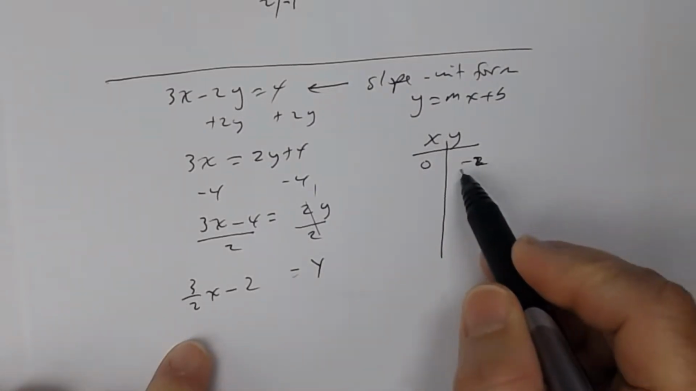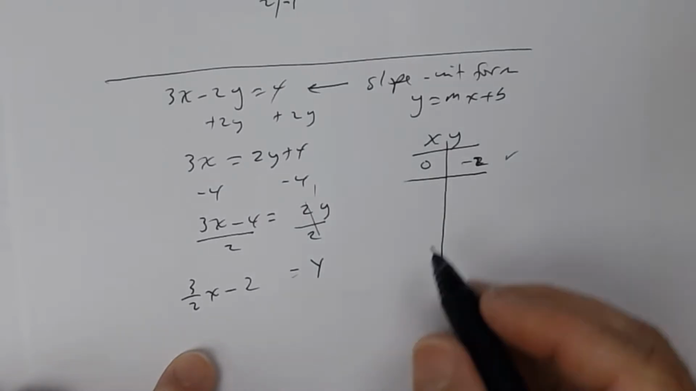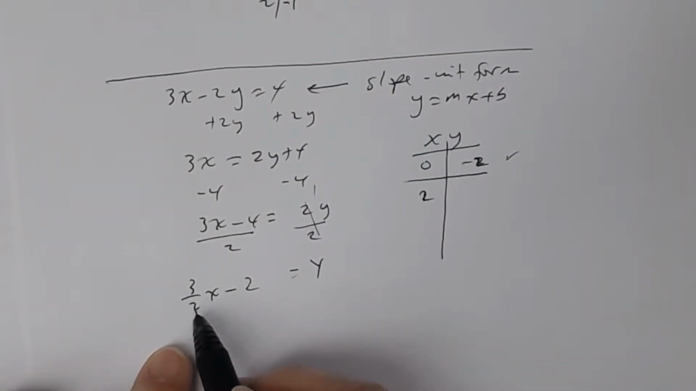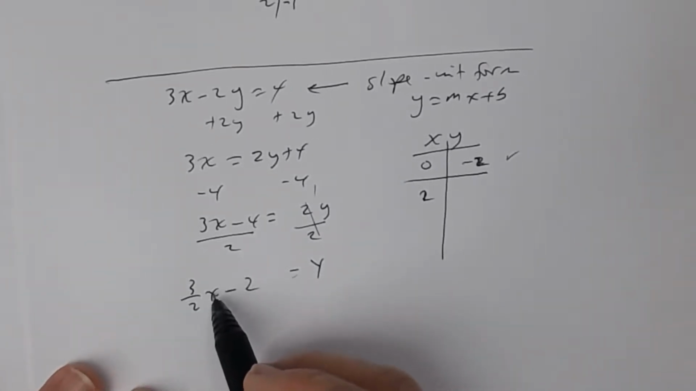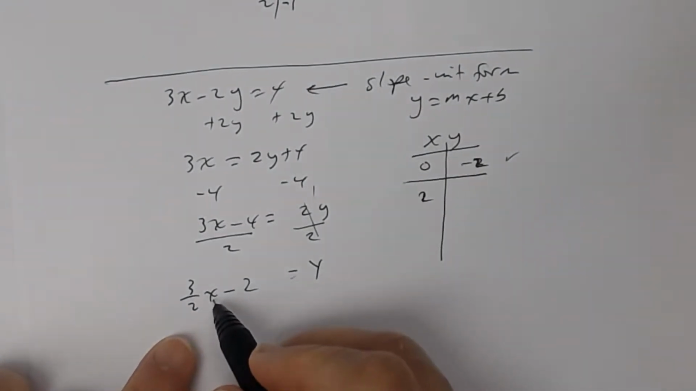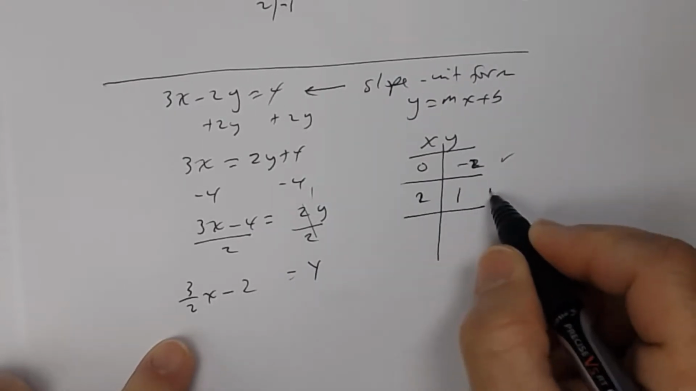So for this x value, there's only one y value, so far we're okay. If x is, let's say, 2, since the denominator of the fraction is 2, I'm going to use numbers that are divisible by 2. So if x is 2, I get 3 halves times 2, which is 3. 3 minus 2 is 1. So for this x value, there's only one y value.